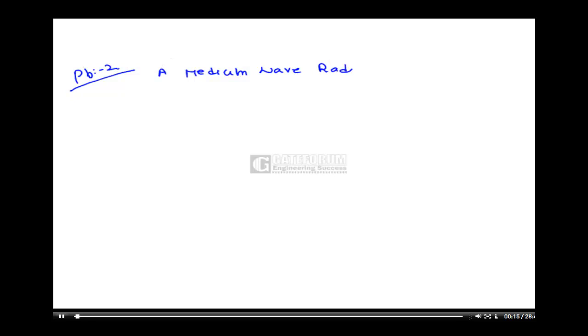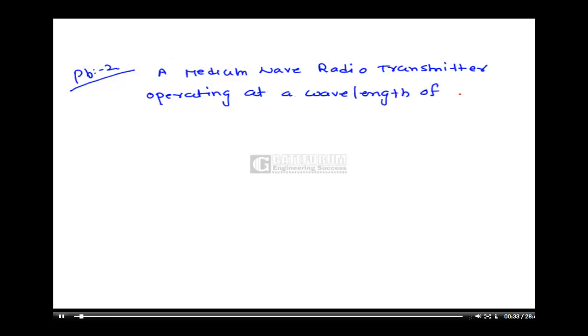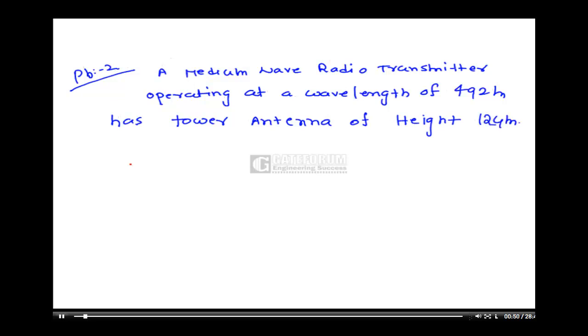A radio transmitter operating at a wavelength of 492 meters has a tower antenna of height 124 meters. What is the radiation resistance of the antenna?